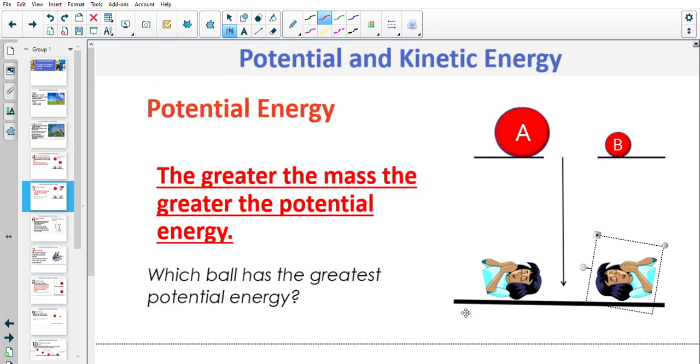Additionally, if you were laying underneath two balls and one was big and one was small, which one would you rather have drop onto your face? Again, you would want the small ball to fall because it would cause much less damage than the larger ball, the ball with more mass.